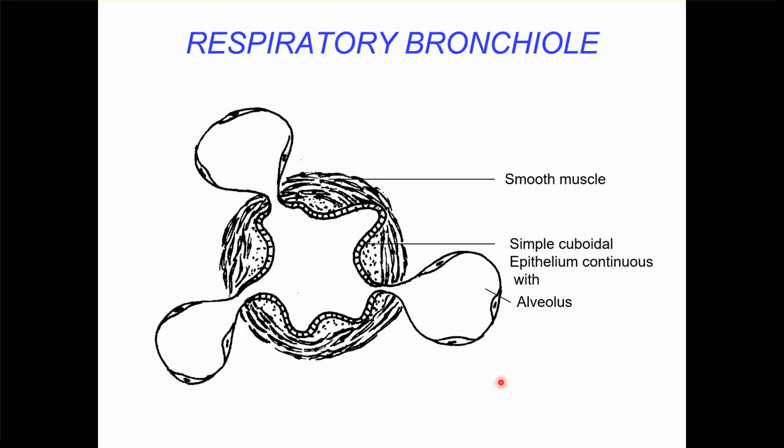Next, the respiratory bronchiole. So what is the change here? We can see the epithelium is the same simple cuboidal epithelium, and now this epithelium has continued into the alveoli outpocketings. The alveoli are lined with simple squamous epithelium, and in the outer layer you have lamina propria and the same smooth muscle.